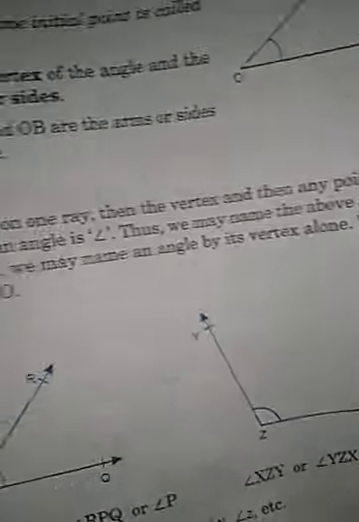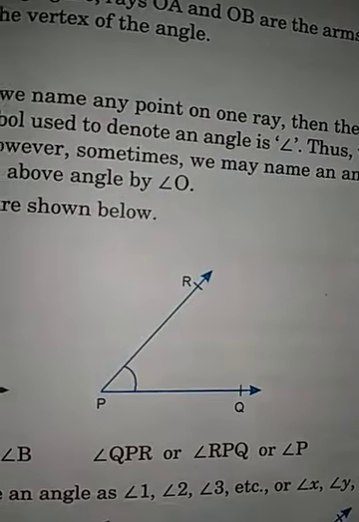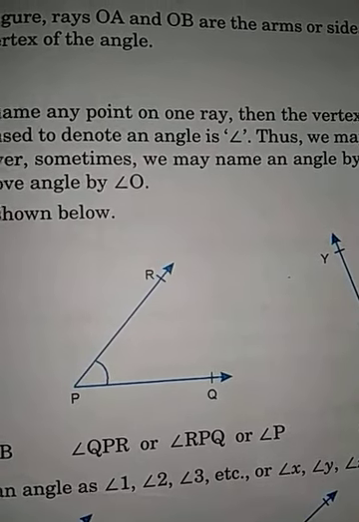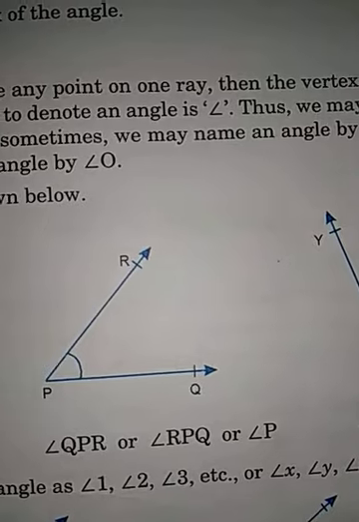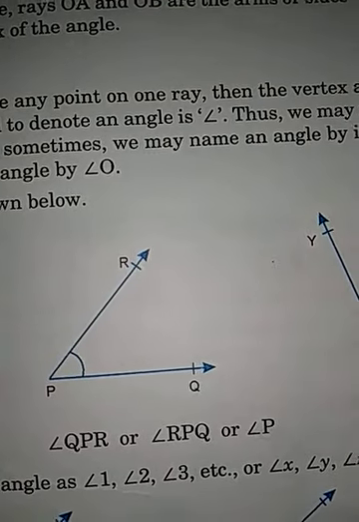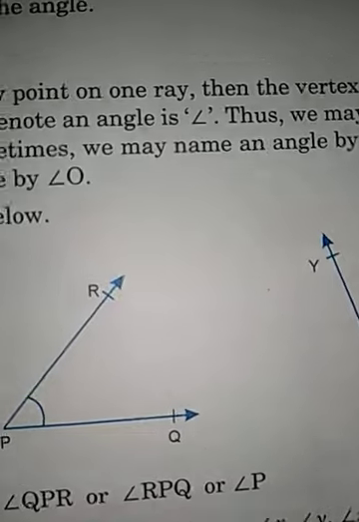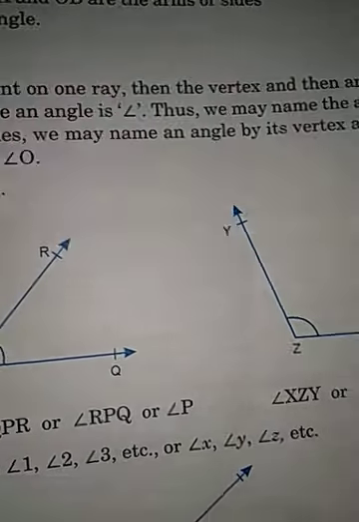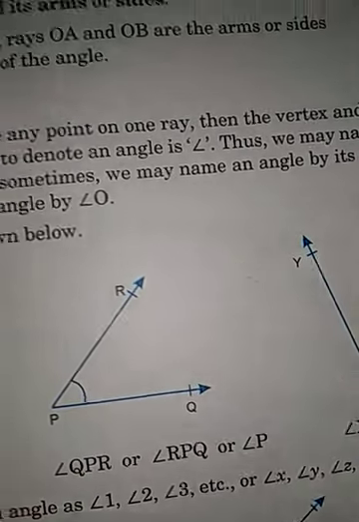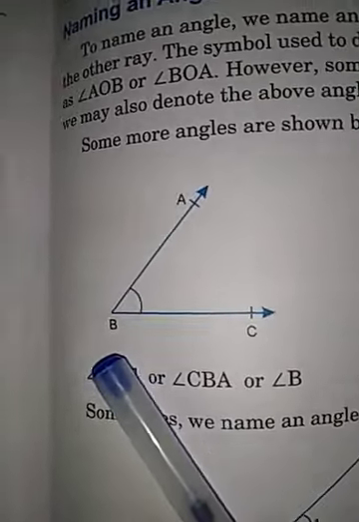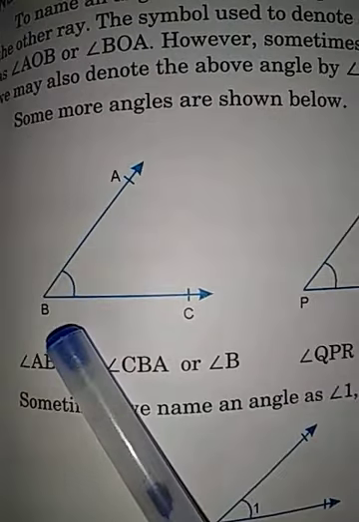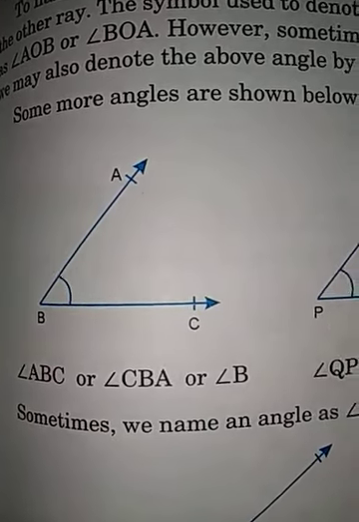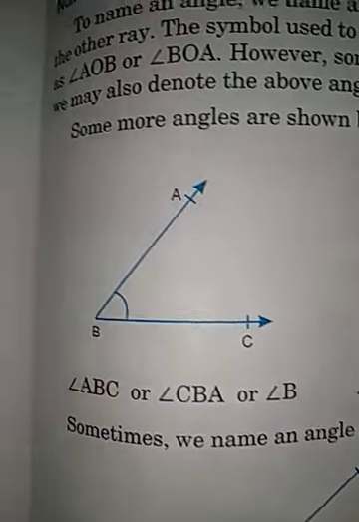Naming an angle. How to name the angle? To name an angle, we name any point on one ray, then the vertex, then any point on the other ray. This is the symbol which is used to denote the angle. Thus, we may name the above angle as follows. B is the vertex, so we name this angle as angle ABC or angle CBA or simply angle B.